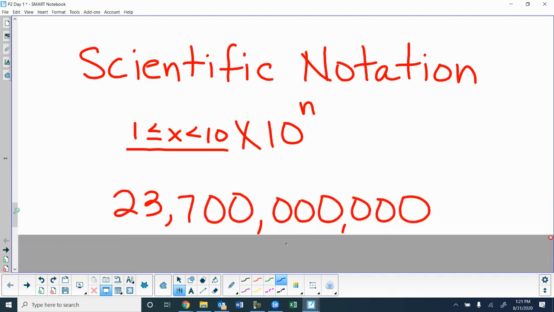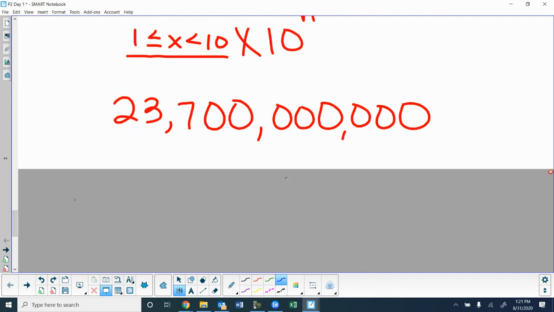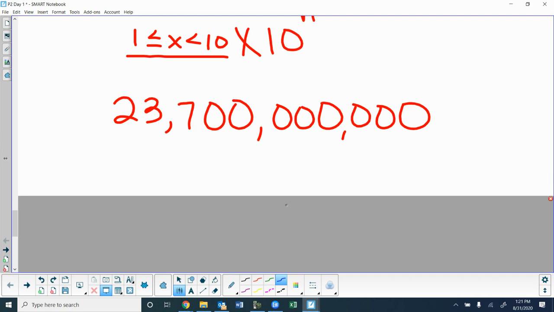So you've got this 23,700,000,000. That's a big number to write, so scientific notation is like a shorthand way. Right now, where is the decimal point? Way back there. Where do we want to put it though? Between the 2 and the 3, to make it less than 10. Then all the other numbers you need to put in there. You don't have to put the zeros, but you need to put the 3 and the 7. You can't just round it either.